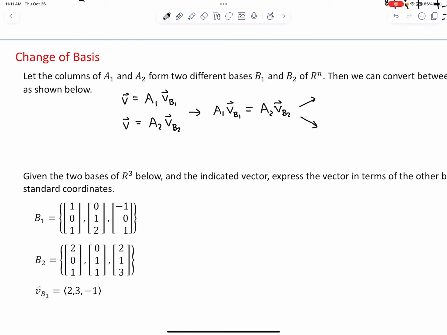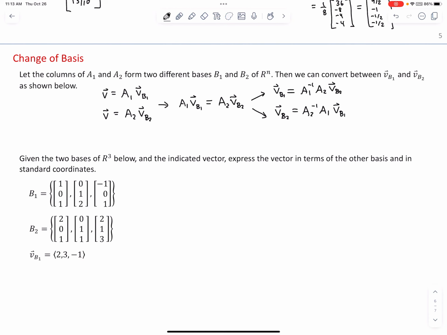For example, if I'm trying to isolate the B1 coordinates of the vector, then I would multiply both sides of the equation on the left by the inverse of A1. So I would have A1 inverse times A2 times the B2 coordinates vector. But if I was looking for the B2 coordinates vector, then I would multiply both sides of this equation on the left by the inverse of A2. So I would get A2 inverse times A1 times the B1 coordinate vector.